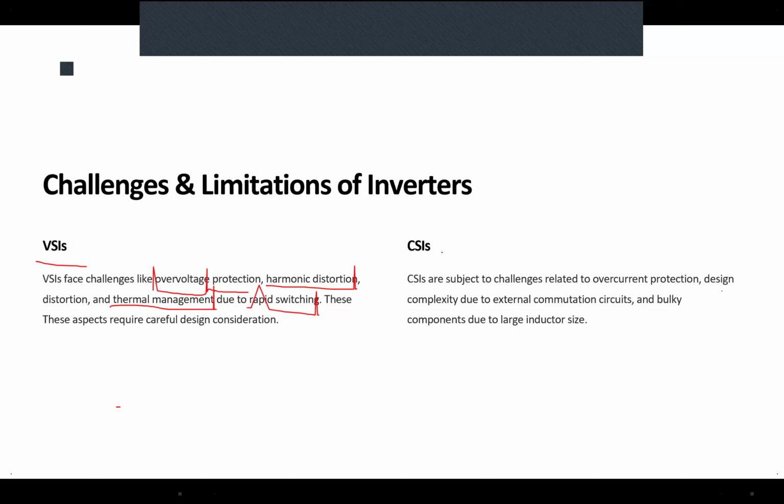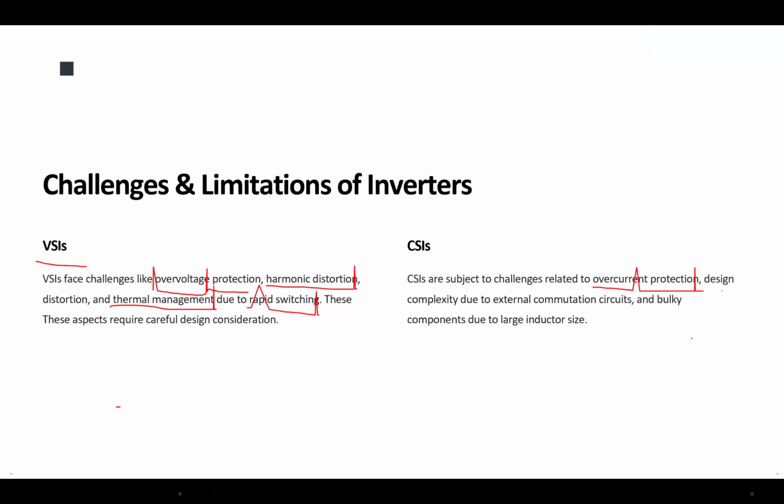Okay, what about the CSI challenge? The challenge in CSI first is the overcurrent protection. If you have any kind of capacitive load or you have a short circuit, because they are current sources and they have to supply the current to their terminal, there will be a rush of current through the CSI.